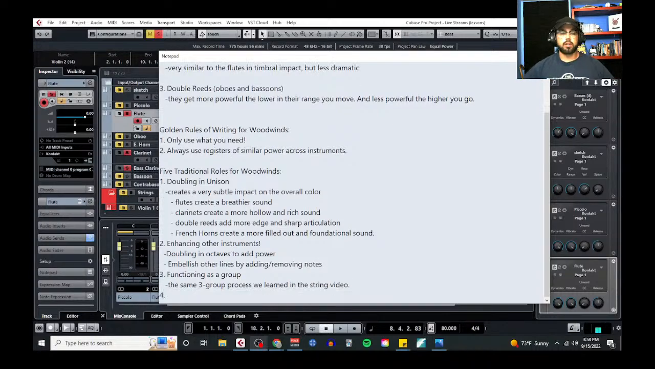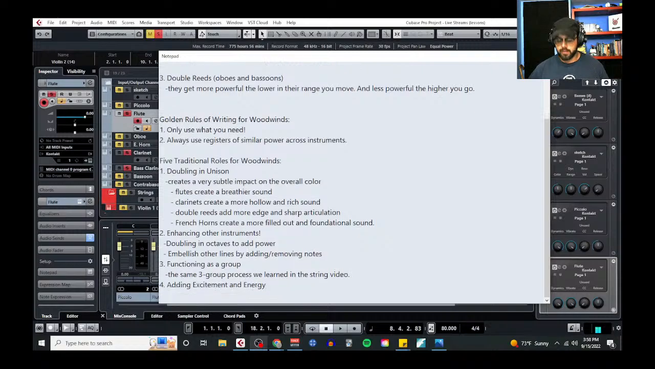Now, the fourth role is adding excitement and energy, all right? So the woodwinds are kind of the king of what you call ear candy. Ear candy are all those embellishments. They're the little add-ons, the things that aren't necessary, but they are so, so good.